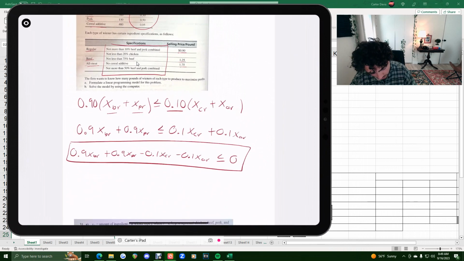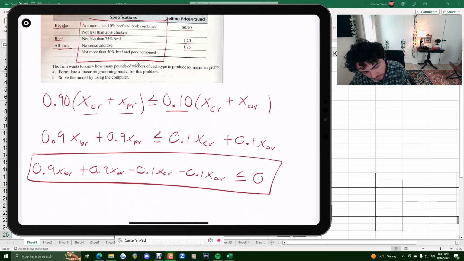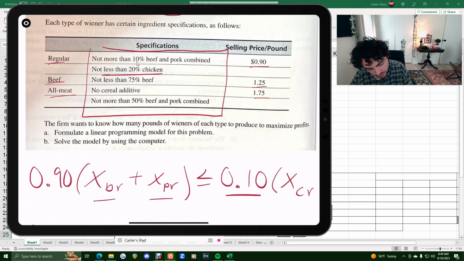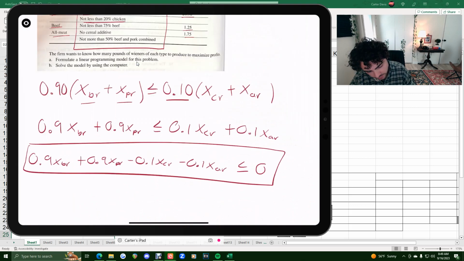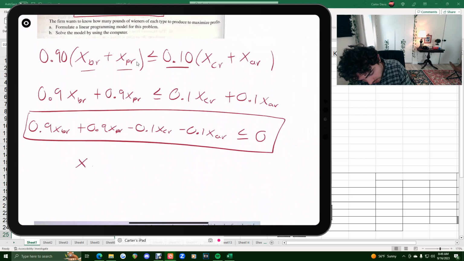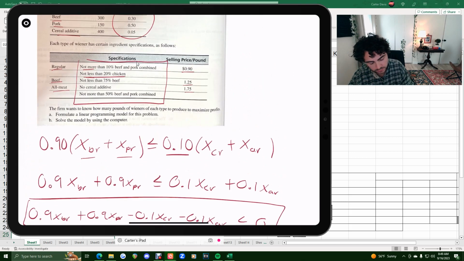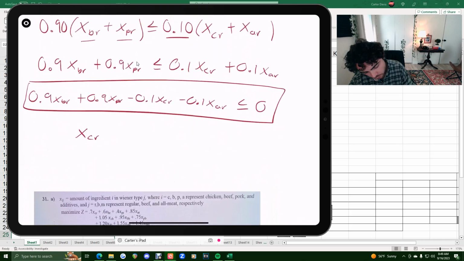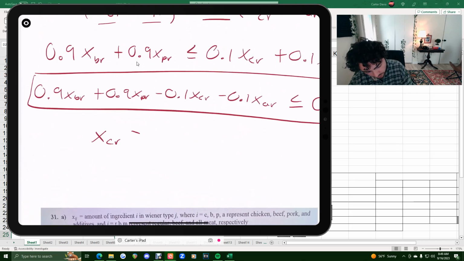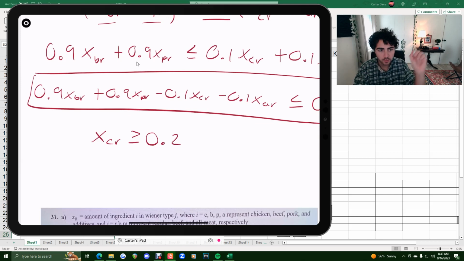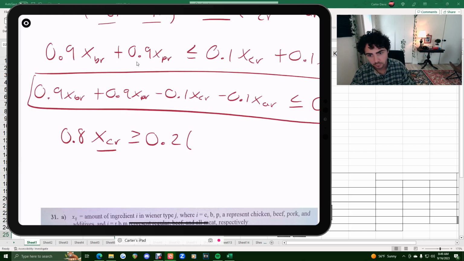So let's do the not less than 20% chicken. Notice we did a not more example. Now we're going to do a not less than 20% chicken, in the regular sausage, so CR. Not less than 20 means greater than or equal to 20%. We then ask ourselves, if there's 20% on the right side, how much percent is left out of 100? That's 80%. So we put the 80% on the opposite side, and then we ask ourselves, if there's chicken on this side, what are the others remaining?